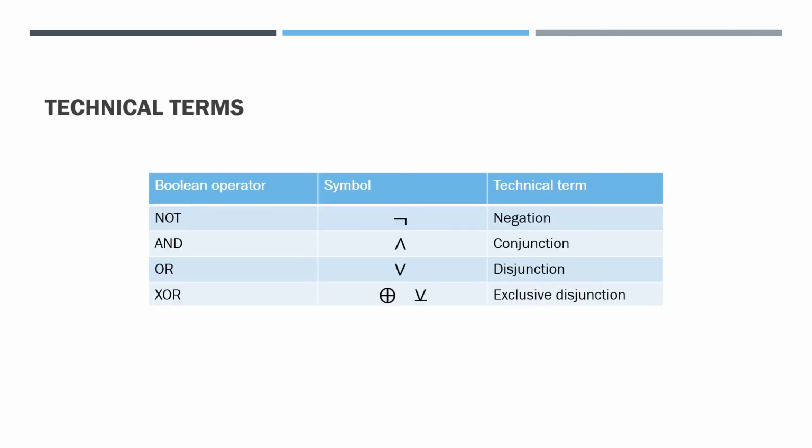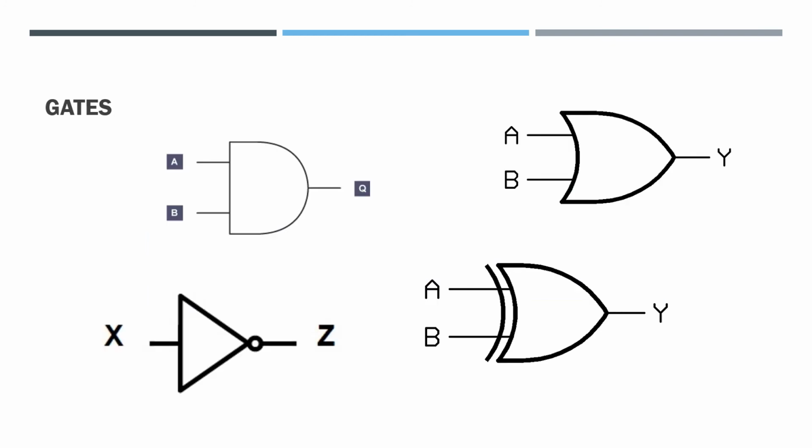So let's summarize what we've learned. We've learned 4 different Boolean operations, NOT, AND, OR, and XOR, called negation, conjunction, disjunction, and XOR is sometimes called exclusive disjunction. And there are the 4 Boolean symbols. And here are the 4 gates. Make sure you know which gate goes with which operation. If you can't remember, look back at the work that we've just done.